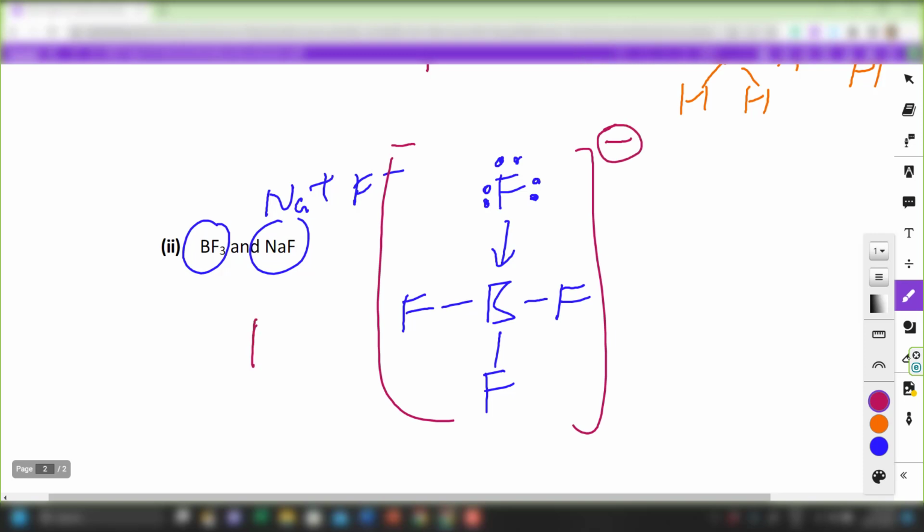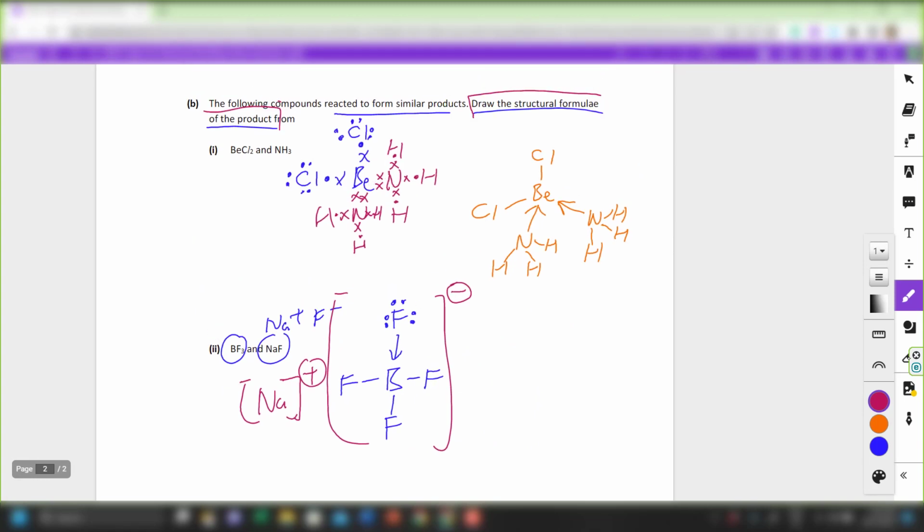Do remember to also incorporate the Na plus, because the Na plus is part of the final answer. They ask you to draw the products, so the product will not just be BF4 minus. It has to be balanced by the sodium plus. With that, we have come to the end of review 2, class exercise 2.